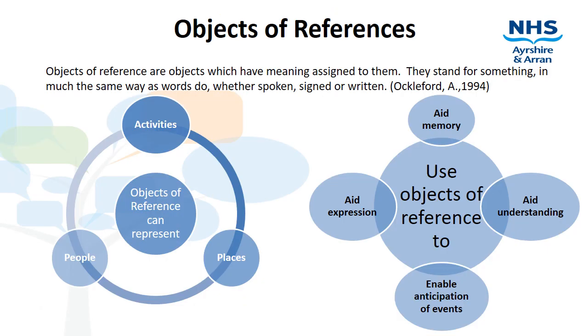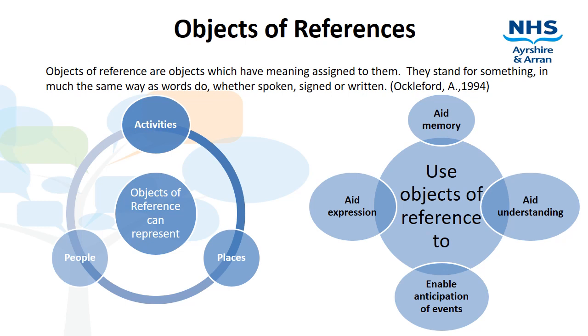The next thing we're going to talk about are objects of reference. So these are objects which have meaning assigned to them. They can represent an activity. So for example, a drink is represented by a cup, lunch might be represented by a spoon, swimming by a swimming hat, a sensory room by a fibre optic strand.